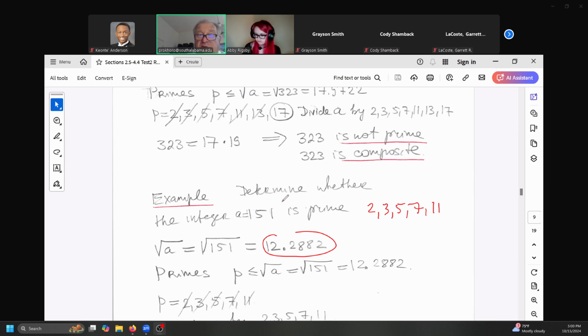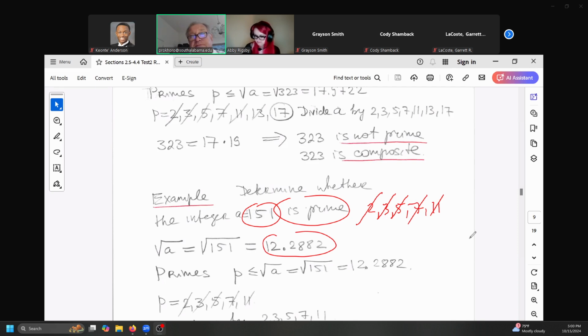151 is not divisible by 2, not divisible by 3, not divisible by 5, because the last digit is 1. And then if you use a calculator, you'll see it's also not divisible by 7 and not divisible by 11. So what is the conclusion about 151? It's prime. Okay, good. 151 is prime.